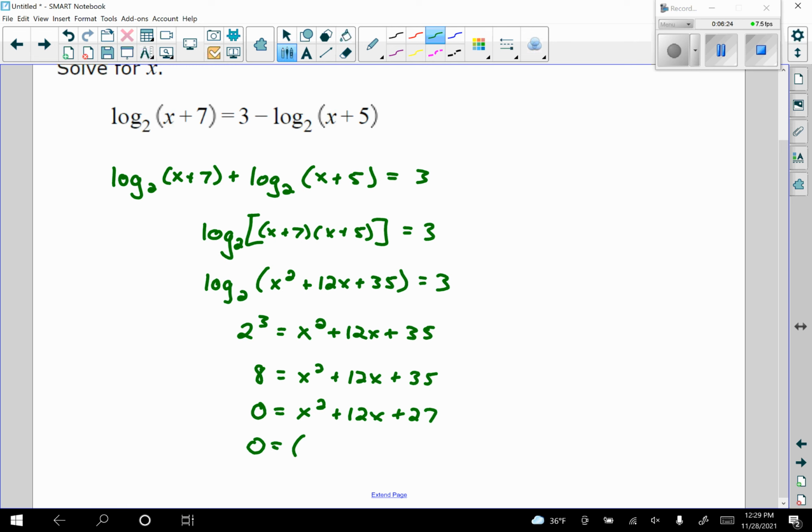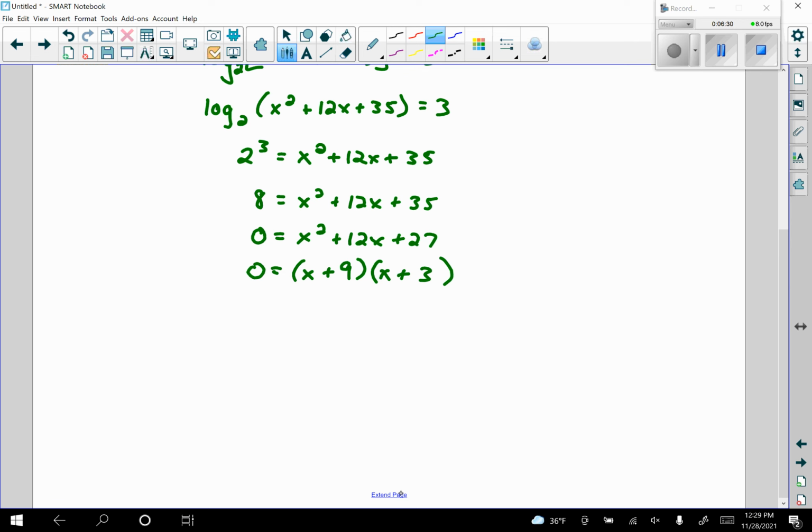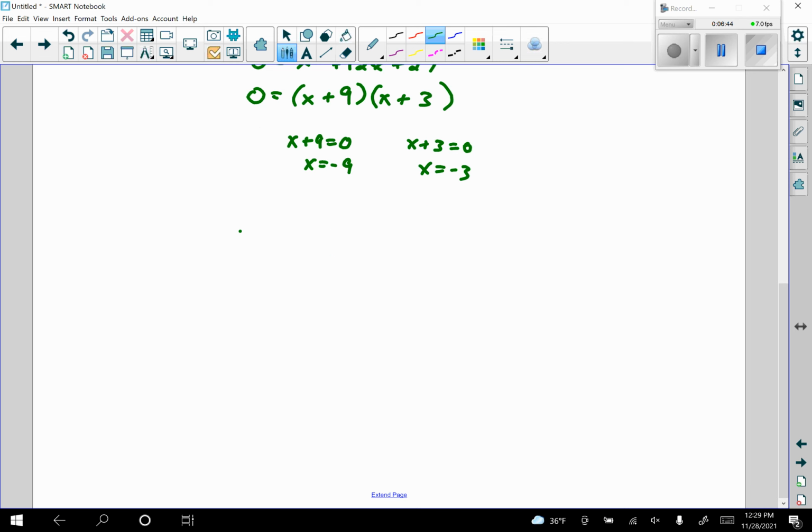We'll try to factor this. We should get x plus 9, and then an x plus 3 in the other one. 9 plus 3 will give us the 12 in the middle. 9 times 3 will give us a 27. So x plus 9 equals 0 leads us to x equals negative 9. x plus 3 equals 0 leads us to x equals negative 3. But we have to check.